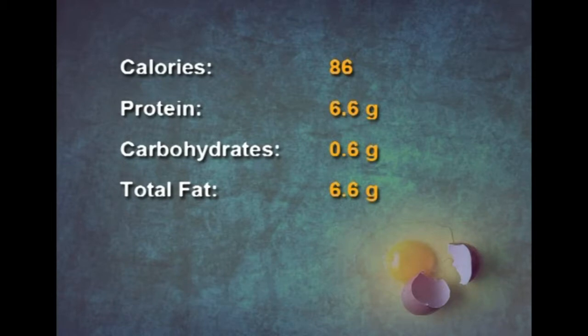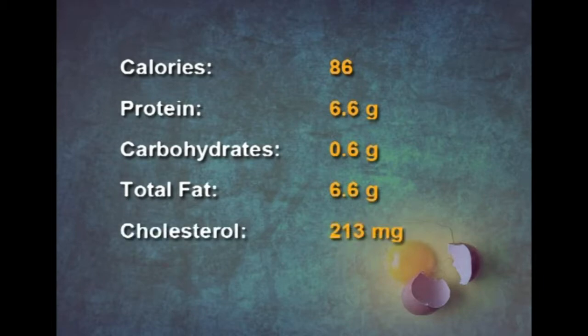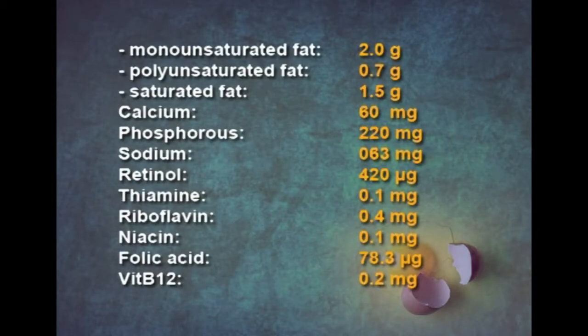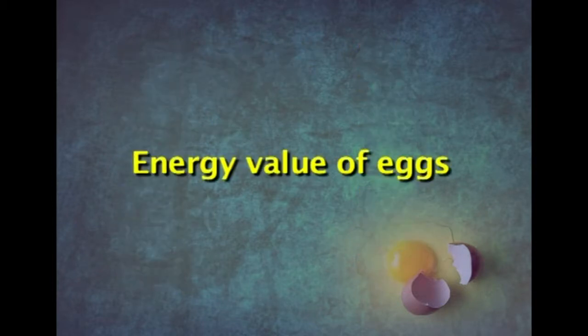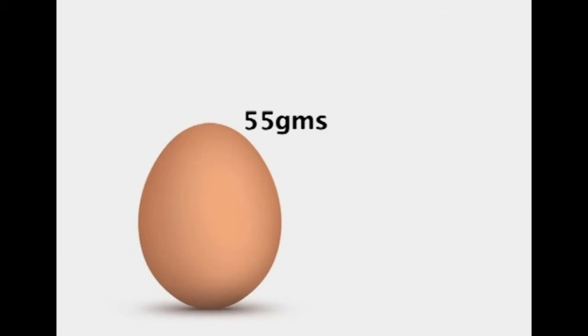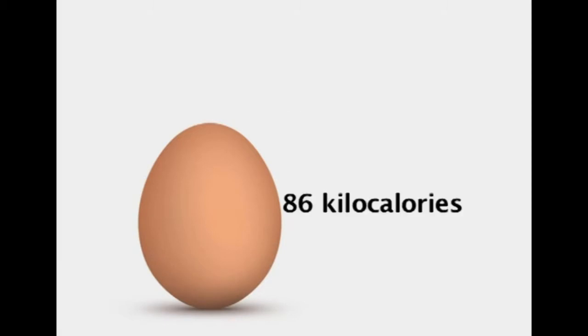But one important detail which all of you must know is the cholesterol content of egg, and this cholesterol content is about 213 milligrams. Iron is also present in a good amount, to an extent of 2.1 milligrams, and you can just see the composition of other vitamins and minerals. Now, let us look at the energy value of eggs. One medium egg, which is about 55 grams, has an energy value of 86 calories, as I have already said.